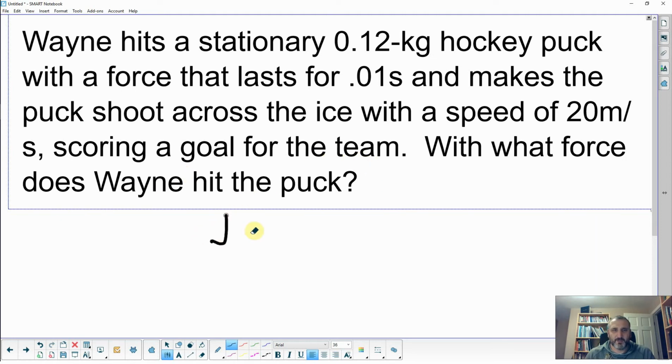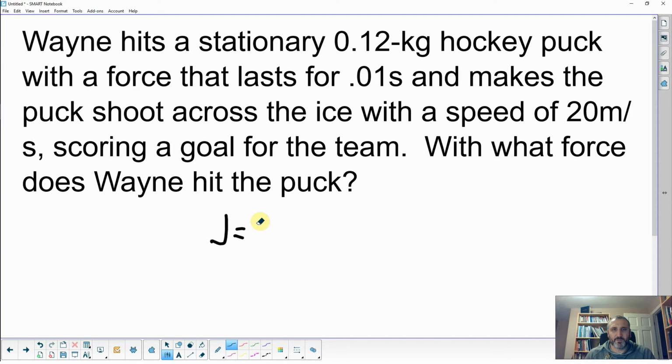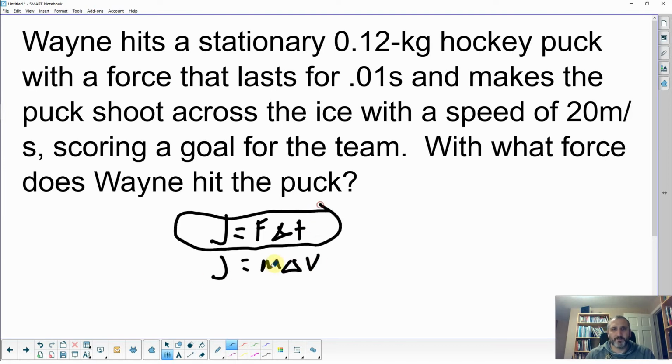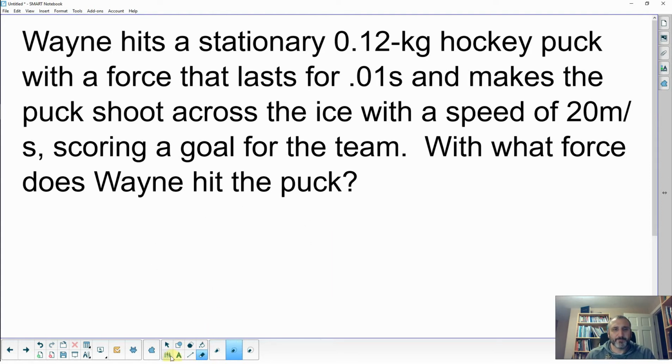Well, this is the other momentum problem. J equals F delta t, J equals m delta v. We're using this one instead of this one, so this is just straight plug and chug. No, we're not, I'm just kidding. My bad. Long day.